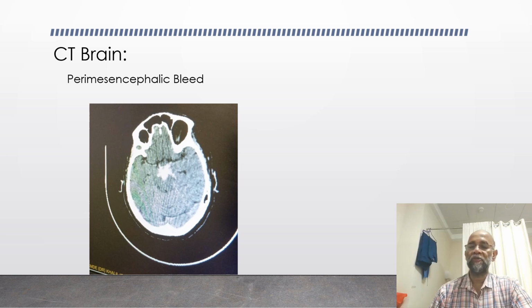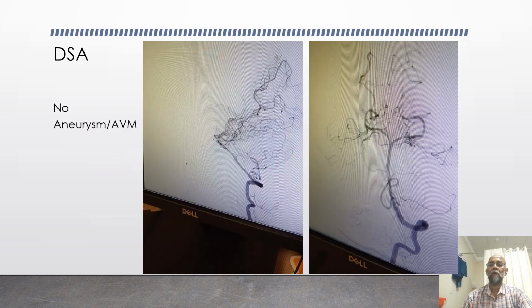This is the CT scan which we initially obtained. This shows a quite large pre-mesencephalic subarachnoid hemorrhage. Digital subtraction angiography did not reveal any aneurysm.